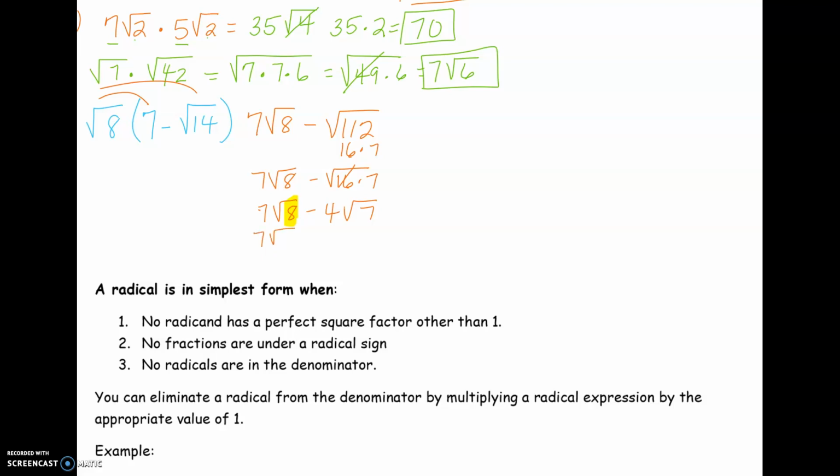So that becomes 7 times the square root of 4 times 2, and that's a 2. So that's coming out front to be multiplied with it. So I get 14 square root of 2 minus 4 square root of 7. I cannot combine those together because I do not have like radicands. So that's my answer.